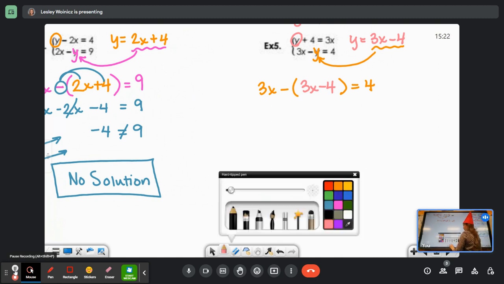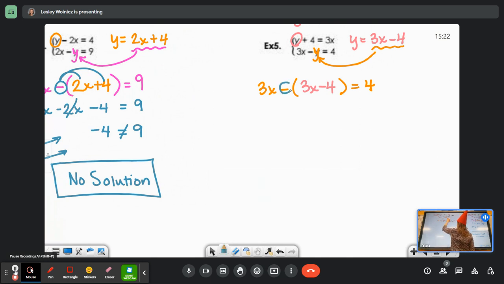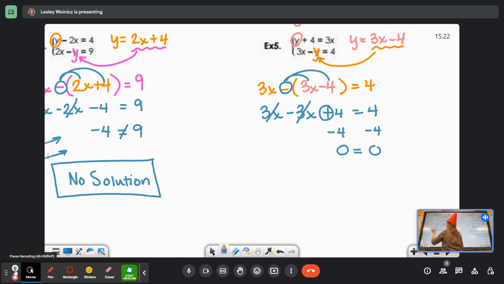Okay, just like we did on the previous problem, we are distributing a negative 1. So I get 3x minus 3x plus 4 equals 4. Watch your signs. It gets tricky. A negative always changes the signs to their opposites. The 3x's cancel because they're opposite in sign. Does that really change anything? Isn't 0 always 0? Isn't 4 always 4?